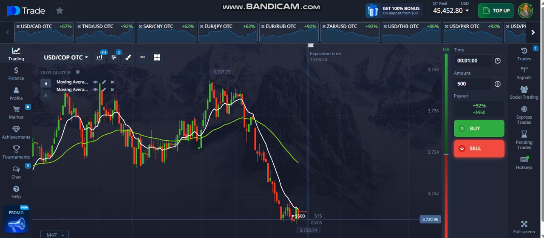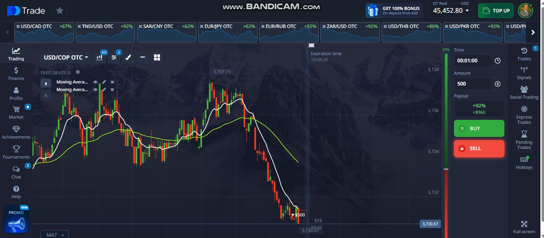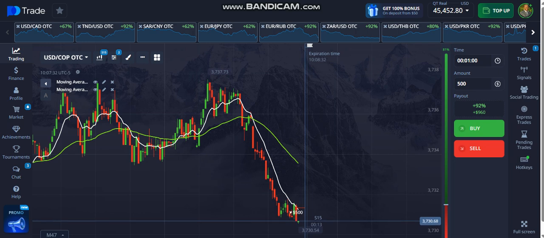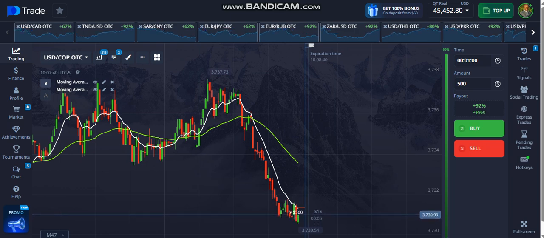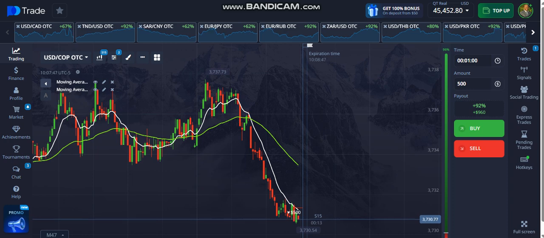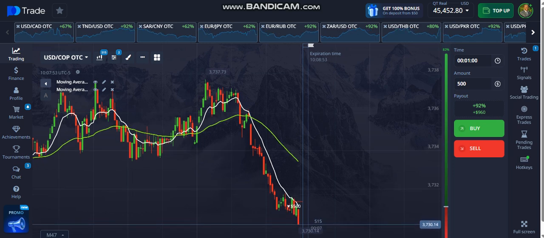Very accurate strategy. I've been really able to grow my account. It's a very stable strategy that you can utilize on the OTC markets on Pocket Option. I'm very bullish on this strategy. So let's wait for this trade to expire. We're looking at 15-second regular candles, and I'm taking 1-minute trades.